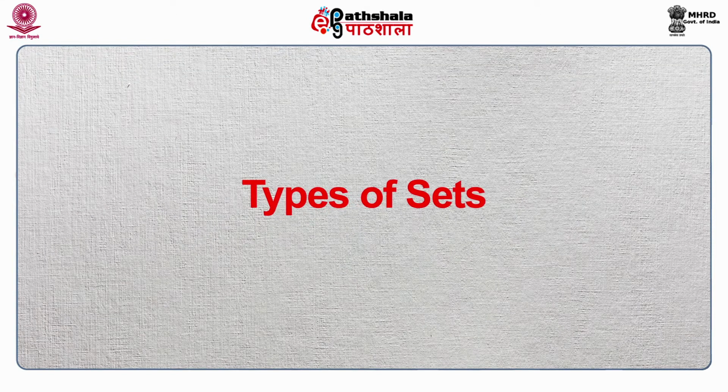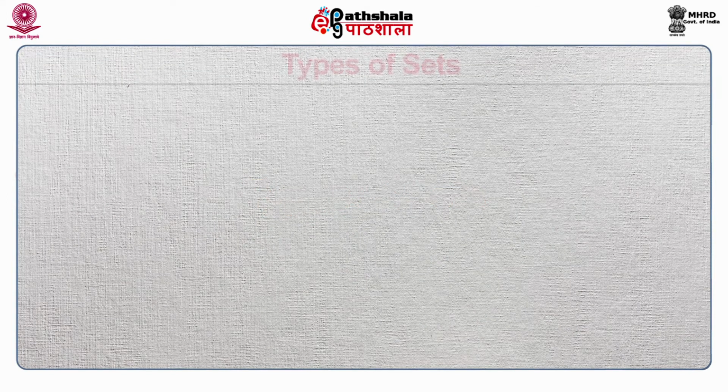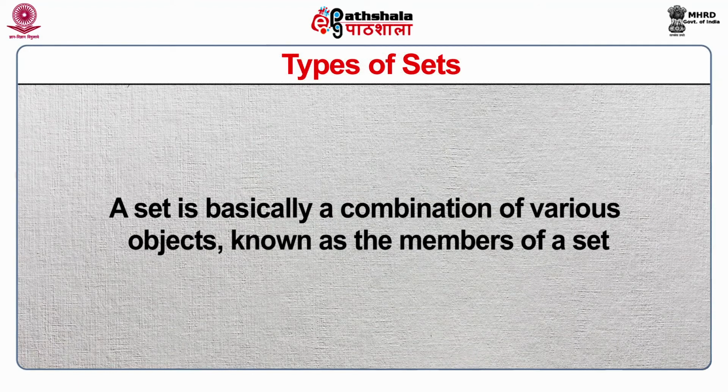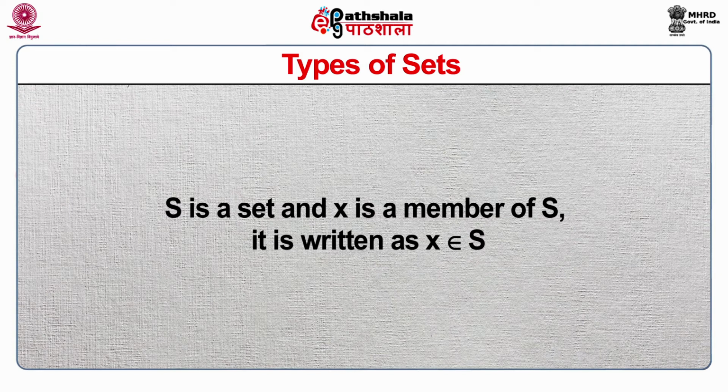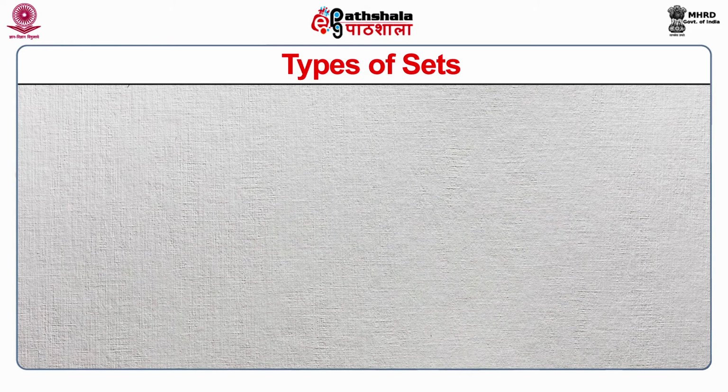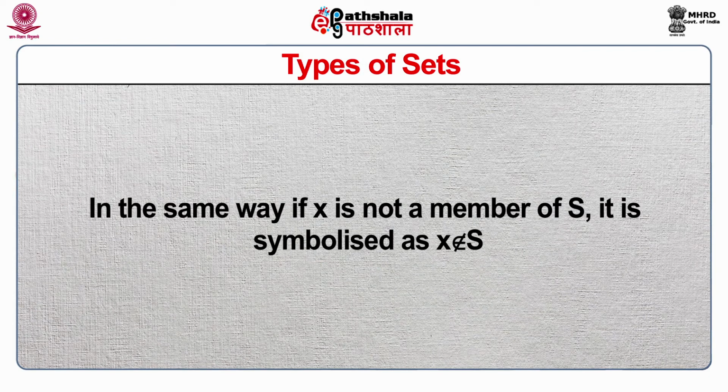Now friends, let's come to the types of sets. A set is basically a combination of various objects known as the members of a set. For example, S is a set and X is a member of S. It is written as X belongs to S. In the same way, if X is not a member of S, it is not an element of S.